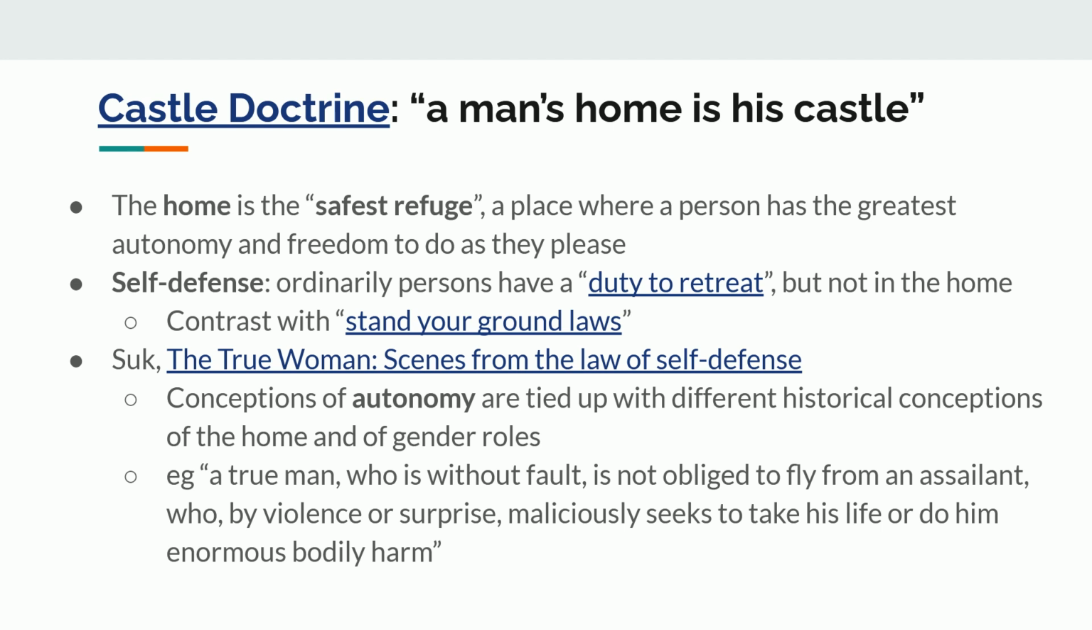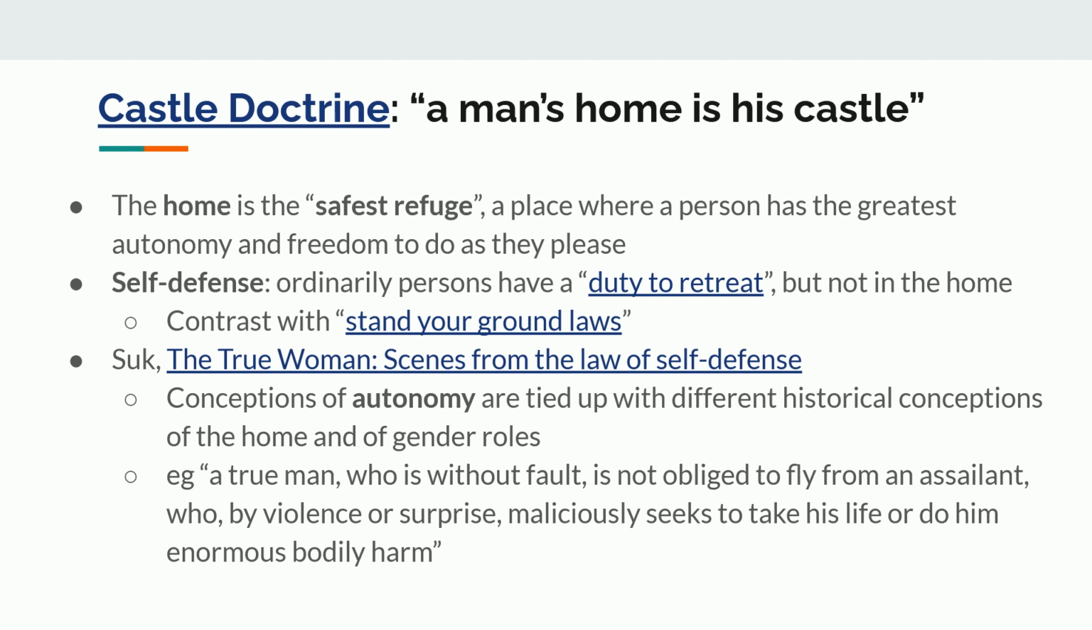So you might have heard the phrase, a man's home is his castle. I'm using the gendered version of this for very specific reasons, and we'll talk about it in a second. But a man's home is his castle. This is the castle doctrine. And the idea here is that someone's home should be the place where they're most free.